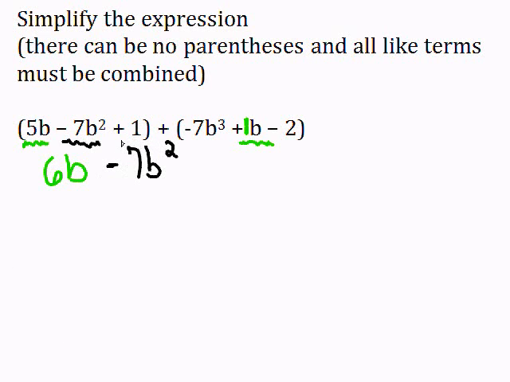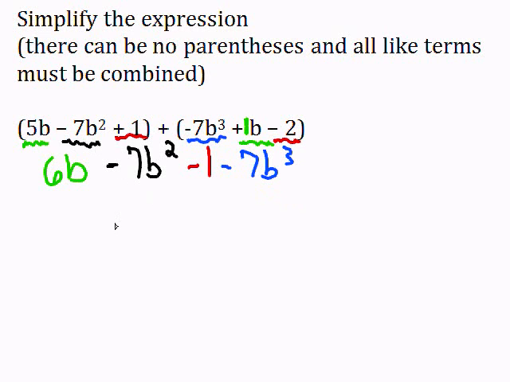Then I look at the 1. Are there any other 1s? Or any other constants? We look and we notice there's a minus 2. So 1 minus 2 gives us a negative 1. And then we notice we also have in the other set of parentheses a negative 7b to the third. So we write minus 7b to the third power.